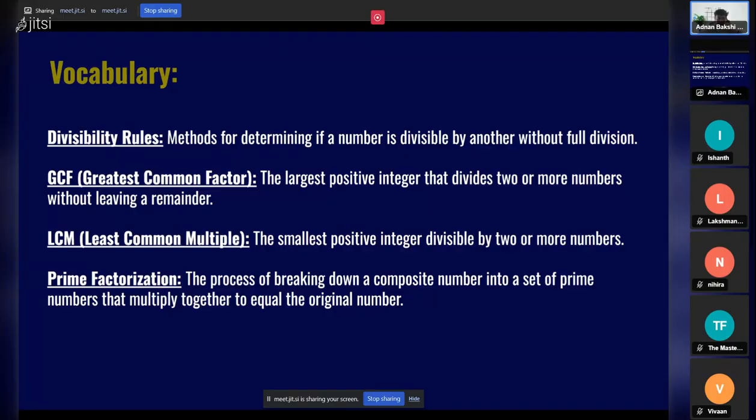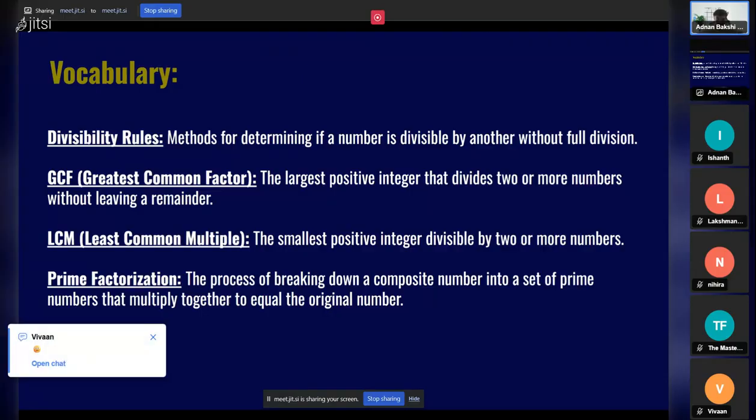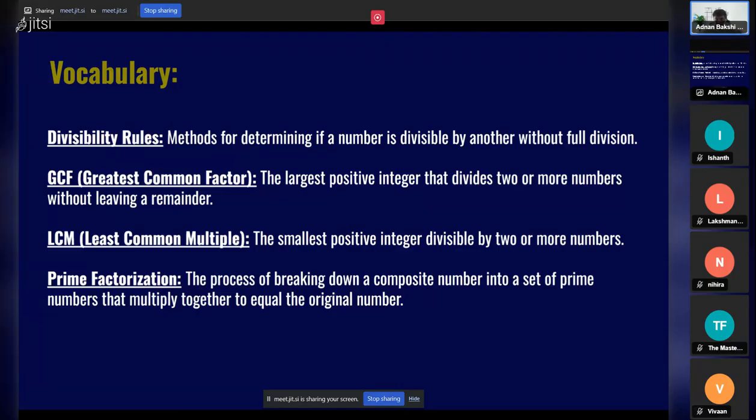The least common multiple is the smallest positive integer divisible by 2 or more numbers. And prime factorization is the process of breaking down a composite number into a set of prime numbers, which means numbers that are only divisible by themselves and 1, that multiply together to equal the original number. So just breaking down the numbers into smaller prime numbers. You'll see where that's useful later.